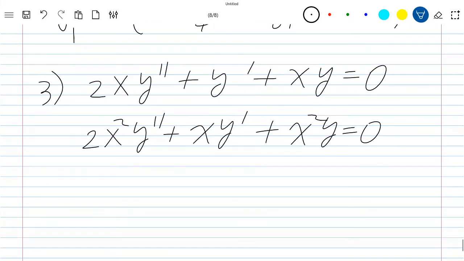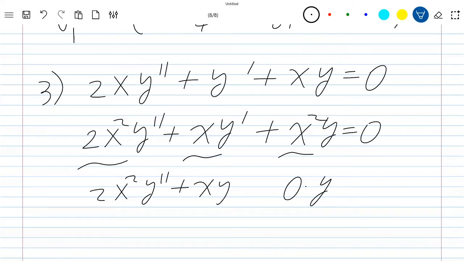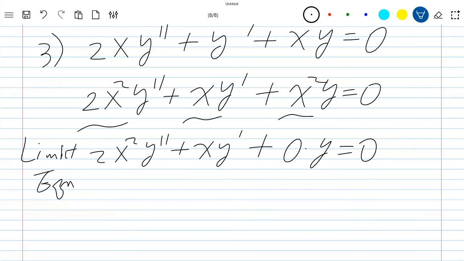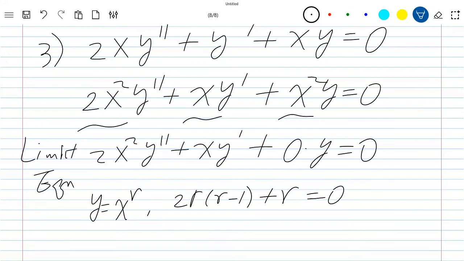So you can see this top, this is like the Euler part, this takes the limit as x equals 0. So actually we can write down the limit equation just by doing this simple limit directly. Okay, so that's a shortcut. This is the Euler equation and the limit equation, right? So we can just solve for this x to the r, and then 2r(r minus 1) plus r equals 0, right?